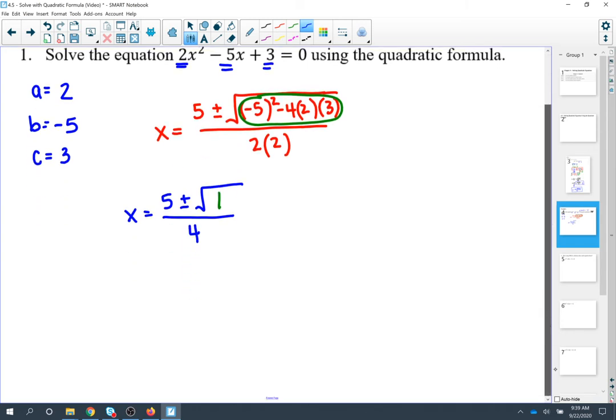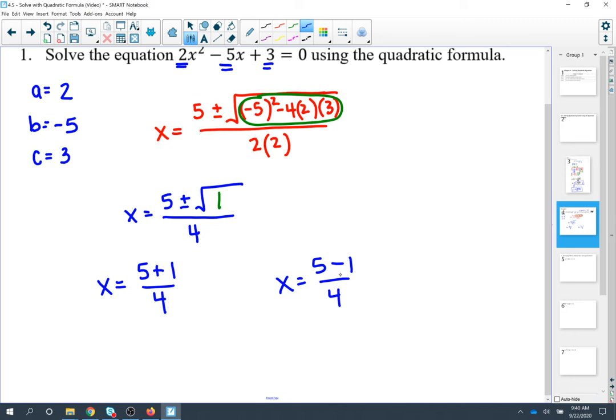Then I'm going to look at the square root of 1. I'm going to ask myself if that comes out nicely, because sometimes it will not, but this does, which is 1. So I'm going to have two separate equations. x equals 5 plus the square root of 1, which is 1, over 4. And my other equation is x equals 5, and then remember this plus or minus. So this time I'm going to do the minus square root of 1, which is 1 over 4.